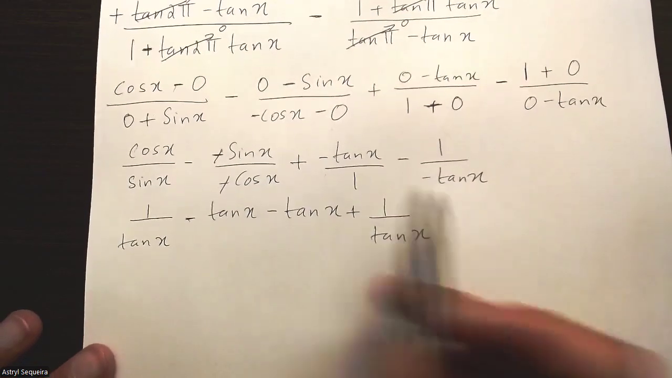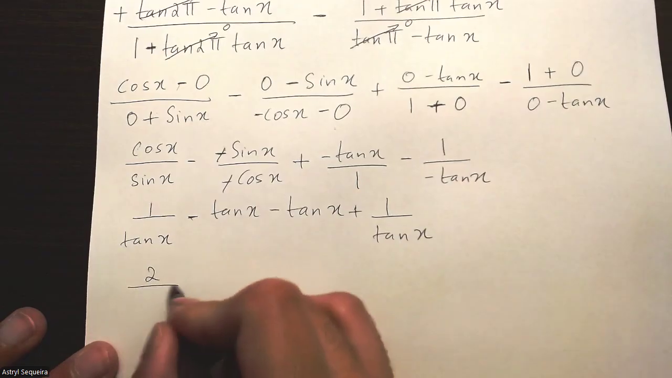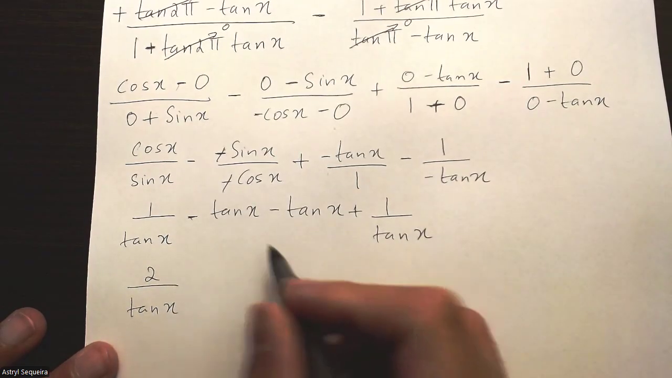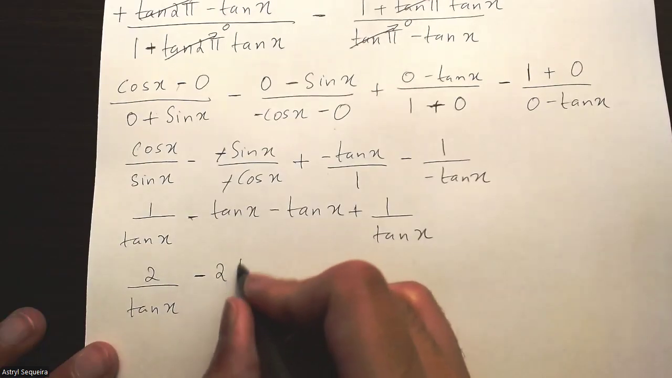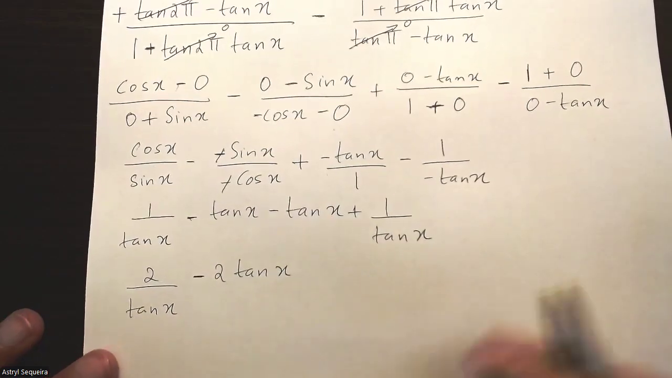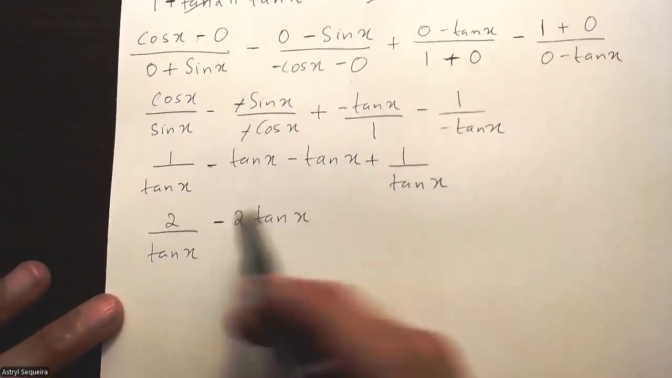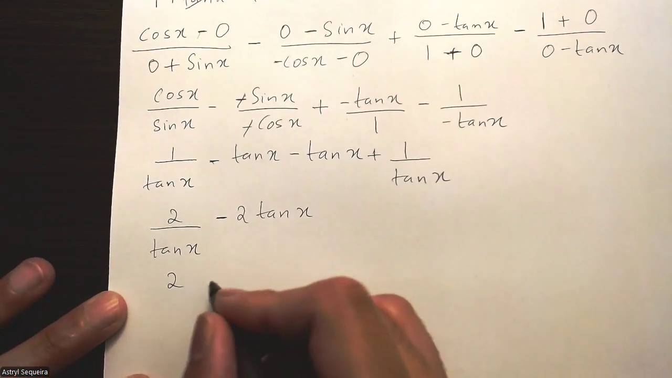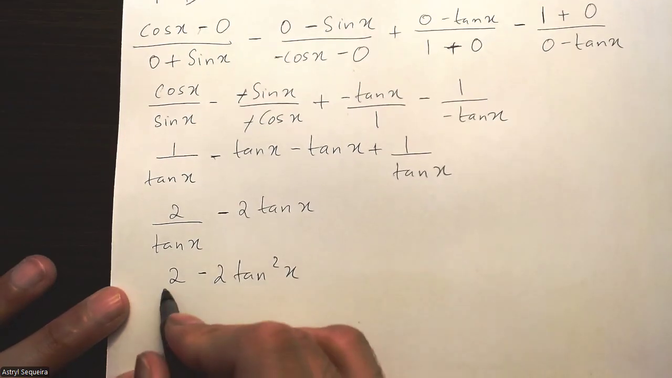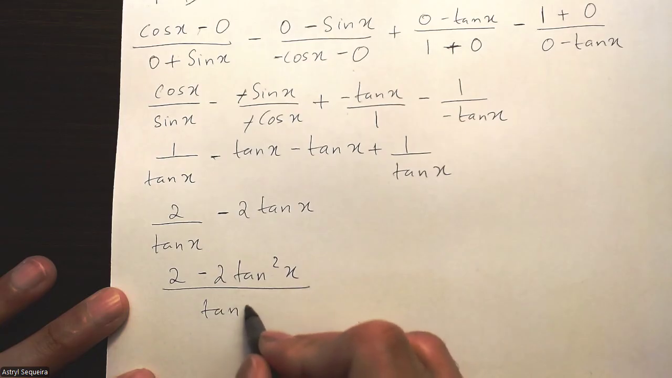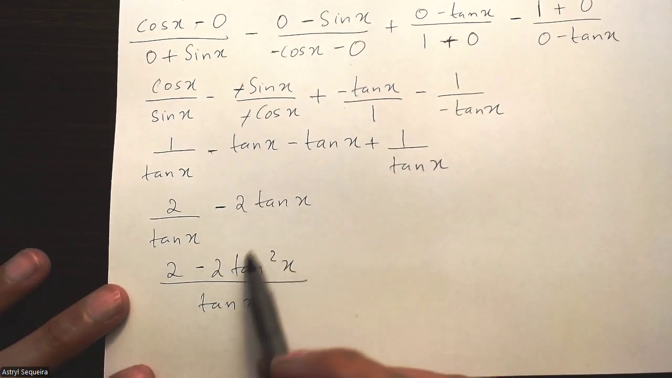Next, I'm going to combine like terms. So 1 over tan plus 1 over tan is just 2 over tan. They already have a common denominator. Negative tan minus tan is just negative 2 tan x. I know on the other side I have a common denominator of tan x. So I'm going to make a common denominator over here. This just becomes tan square x. So now the denominators are the same. I just have to manipulate the numerator.